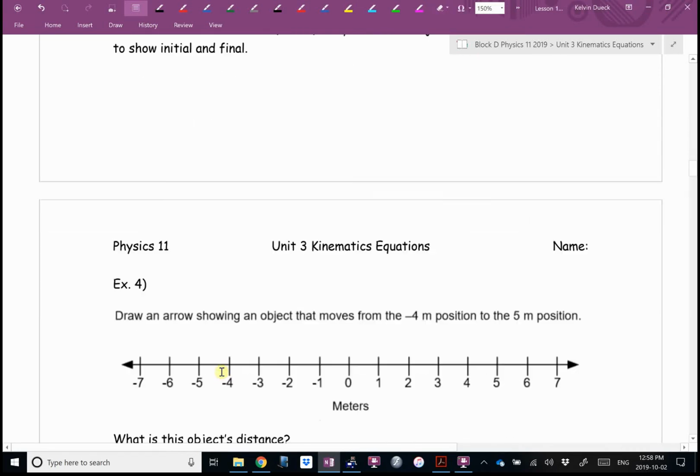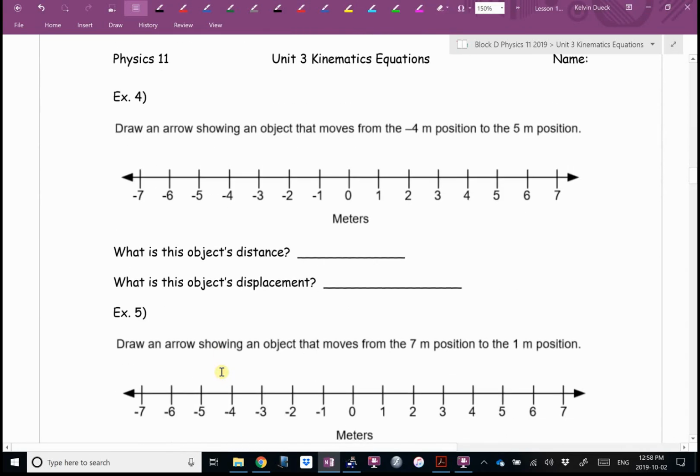Next page. Example 4 says, draw an arrow that shows an object moving from the -4 position to the +5 position. Okay. I can do that. I'm going to put a little dot at the -4 position, and I'm going to call that d initial. Oh, it's a vector, so I'll put a little vector sign above the d. The i is for initial, d for displacement.